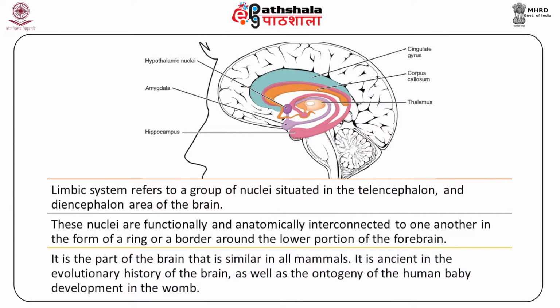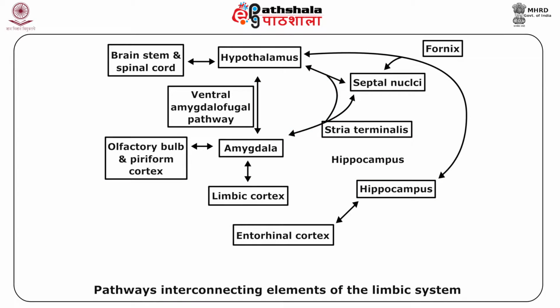Limbic system refers to a group of nuclei situated in the telencephalon and the diencephalon region of the brain. These nuclei are functionally and anatomically interconnected to one another in the form of a ring or a border around the lower portion of the forebrain. It is a part of the brain that is similar in all mammals. It is ancient in the evolutionary history of the brain as well as in the ontogeny of human baby development in the womb. The picture shows the pathways interconnecting elements of the limbic system.